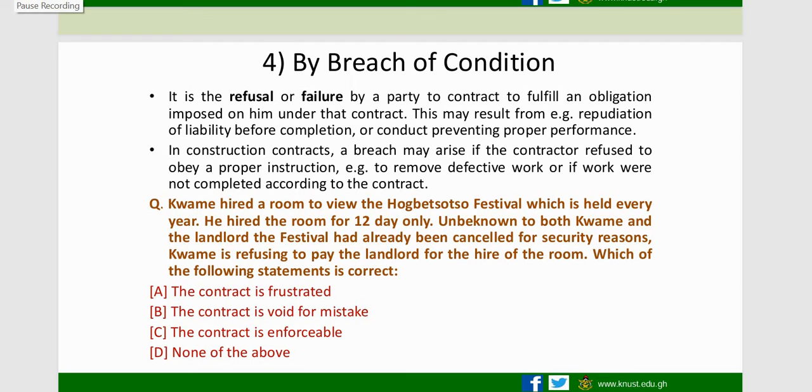So by breach here we are saying if one party fails to do what they promised, especially something very important, right? So something very important here is the condition, right? Yes. So the contract is broken or breached. The innocent party can then treat the contract as over, or that person can sue the one who breached the contract. I hope you get it.